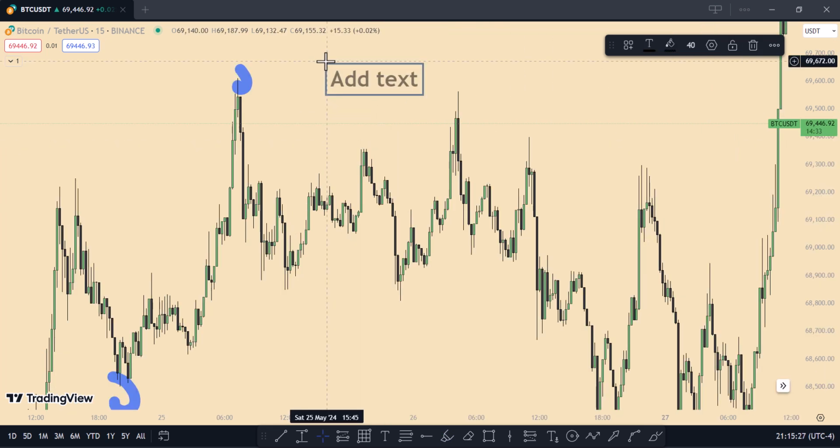Here, let's write in the steps that we need to follow. So first of all, we need the sweep of the top, and then the flip.